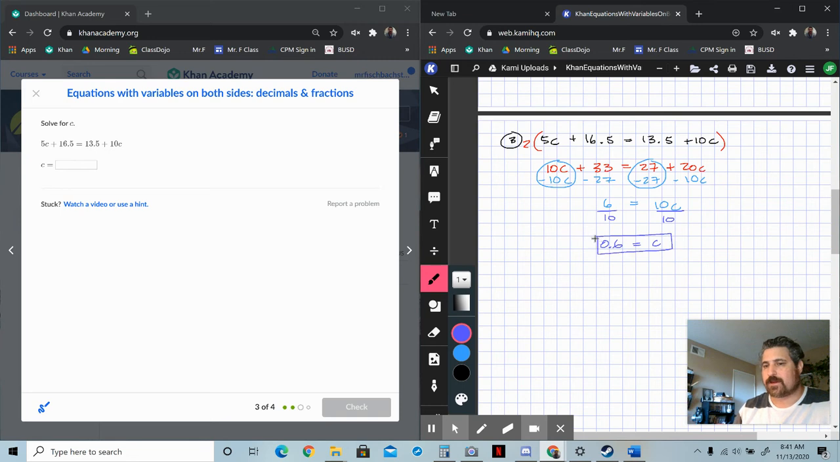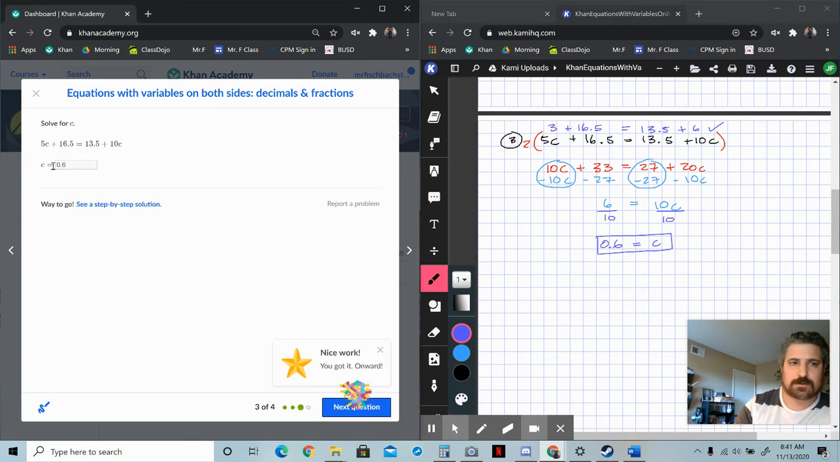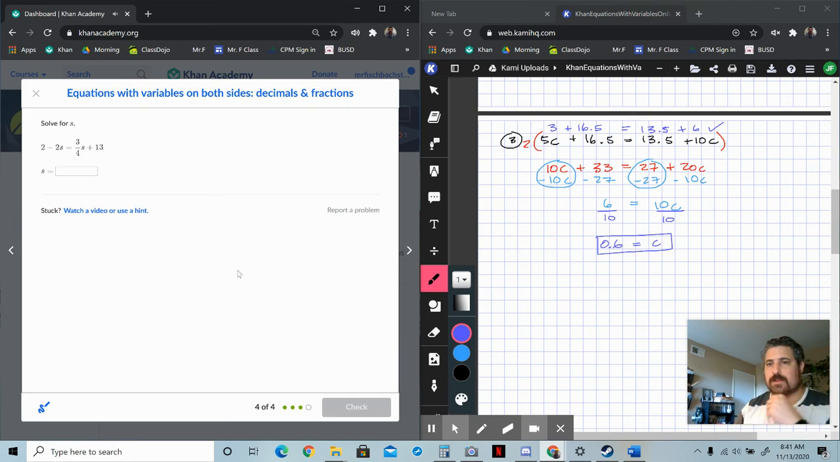Now that's a funky answer. It looks a little weird. So let's see if we can check it. So let's just do a little quick check. 5 times 0.6 is going to be 3. So is 3 plus 16.5 in fact equal to whatever's on this side? This is 13.5. And we're going to add to that 10 times 0.6, which is going to be 6. So this is going to be a sum of 19.5. This is also a sum of 19.5. So we check it. And we're done. We've checked our work. We know it works. We have the answer. So 0.6. We're good. And the last problem that we're going to do is this one here.